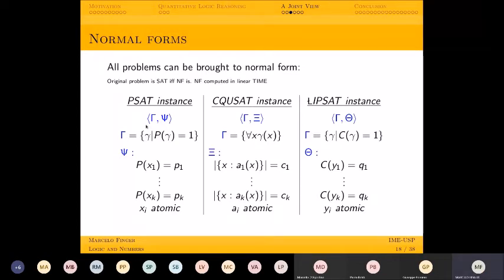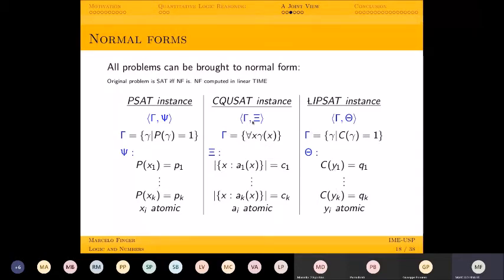And okay, so a PSAT instance can be put in this normal form, such that the original problem is probabilistically satisfiable if and only if the normal form is, and this normal form can be computed in linear time. So it's almost trivial to write these formulas. And same thing here for LIPSAT, it's exactly the same thing. All the formulas gamma, whose probability is one in L infinity, and theta are just probabilities of atomic propositional symbols.